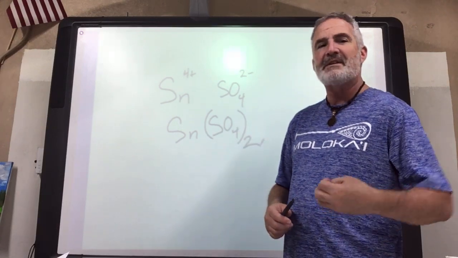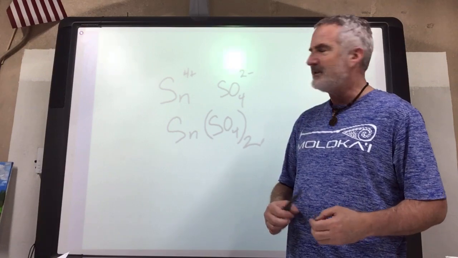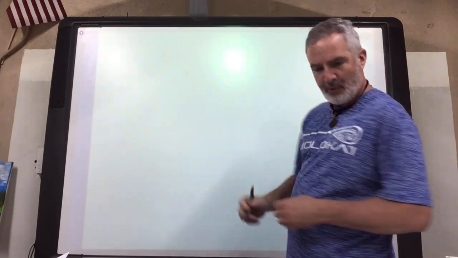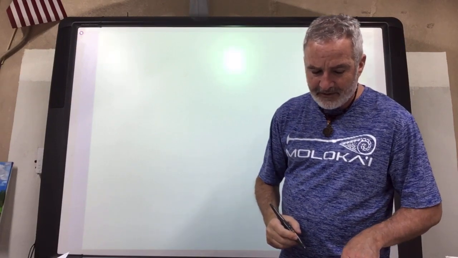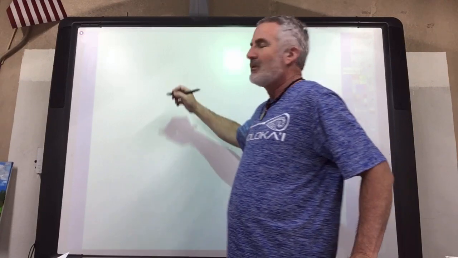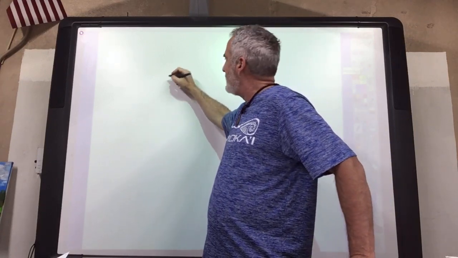All right, so part of this is going to be review of things that you've already done. Let's look at number 1 on page 227. Write the formulas for the following ionic compounds. We're going to do sodium iodide first.